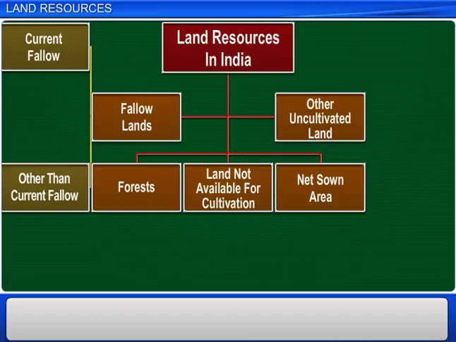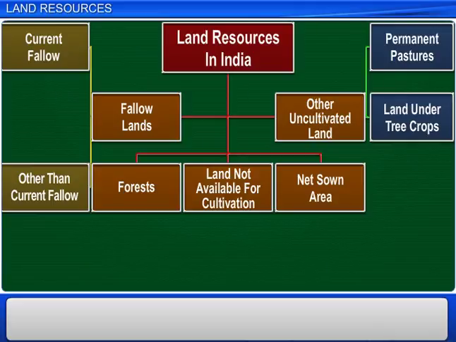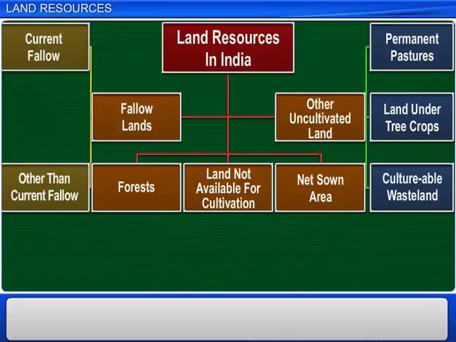Uncultivated land, other than fallow land, is divided into permanent pastures, land under miscellaneous tree crops, and land left uncultivated for more than 5 years. This other than current fallow land is either of poor quality or cost too high to cultivate. Hence, sometimes it is cultivated once in 2 or 3 years.